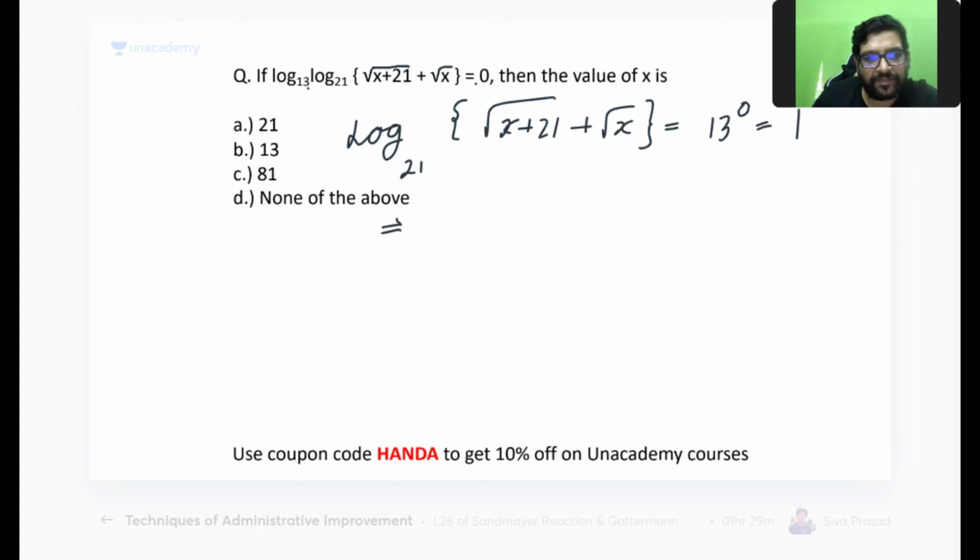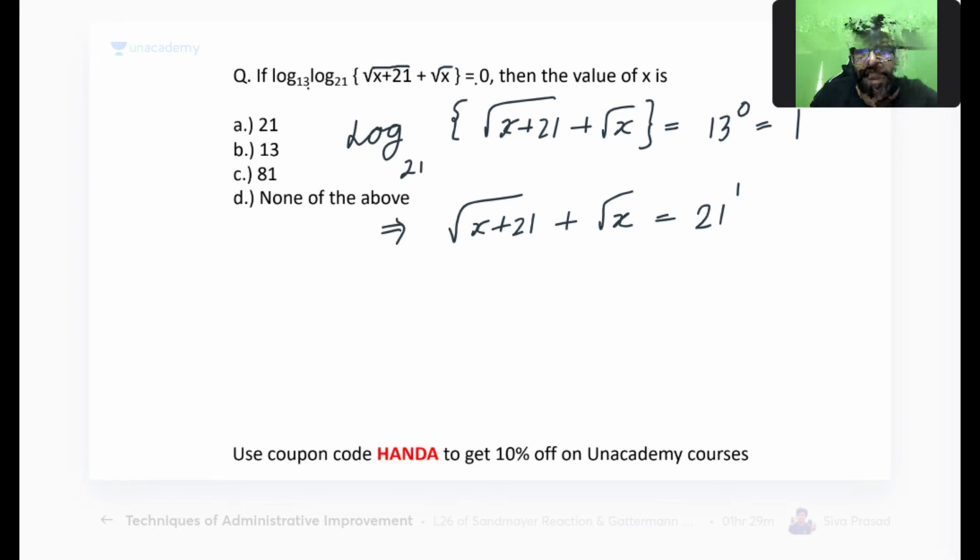which means whatever is inside the bracket, root of x plus 21 plus root of x, that will be 21 to the power of 1, which is 21. So now can you tell me what value of x can I take? What value of x can I take?